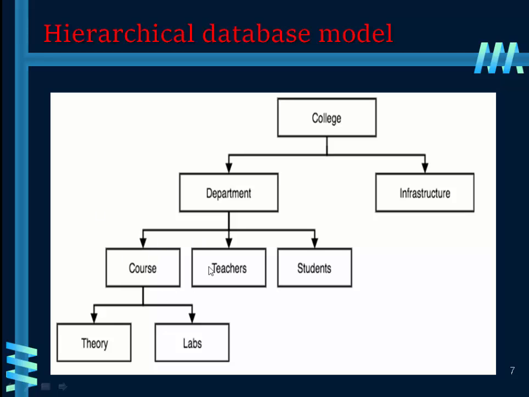So this is called a hierarchical data model. In this model, a child node will only have a single parent node. These are the child nodes for the course, and they have a single parent.